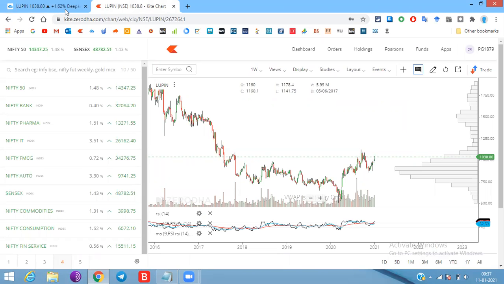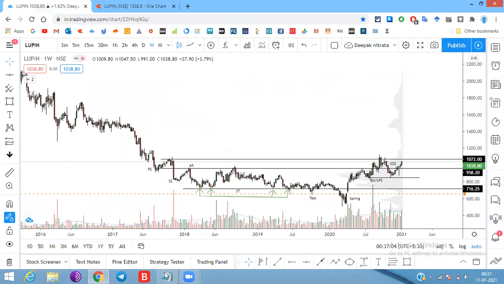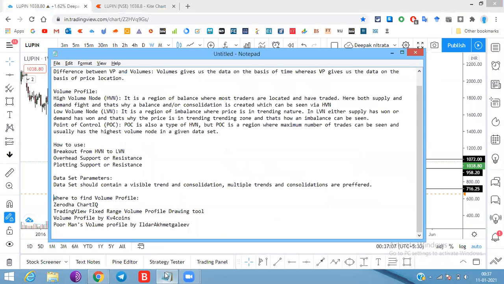Okay, and what are the other options if you are using the normal version of TradingView and not the Zerodha version? You can search in the public library for these indicators. First of all, Zerodha also has an inbuilt indicator, which is the fixed range volume profile, and it's actually a drawing tool. So you can find this drawing tool here.